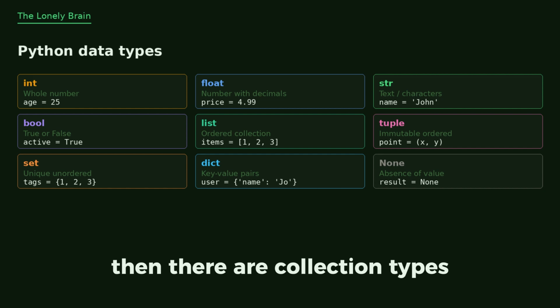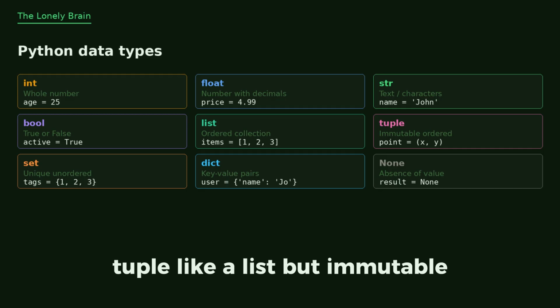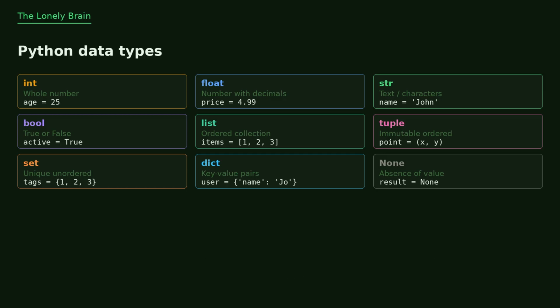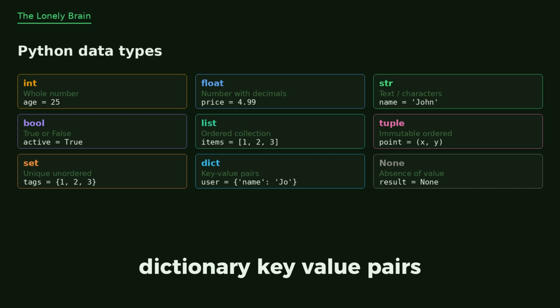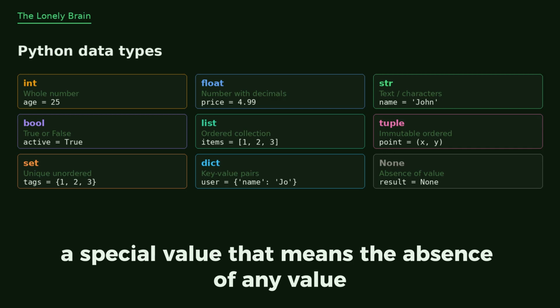Then there are collection types. List, an ordered collection. Tuple, like a list but immutable. Set, unordered and no duplicates. Dictionary, key value pairs. And finally, None, a special value that means the absence of any value.